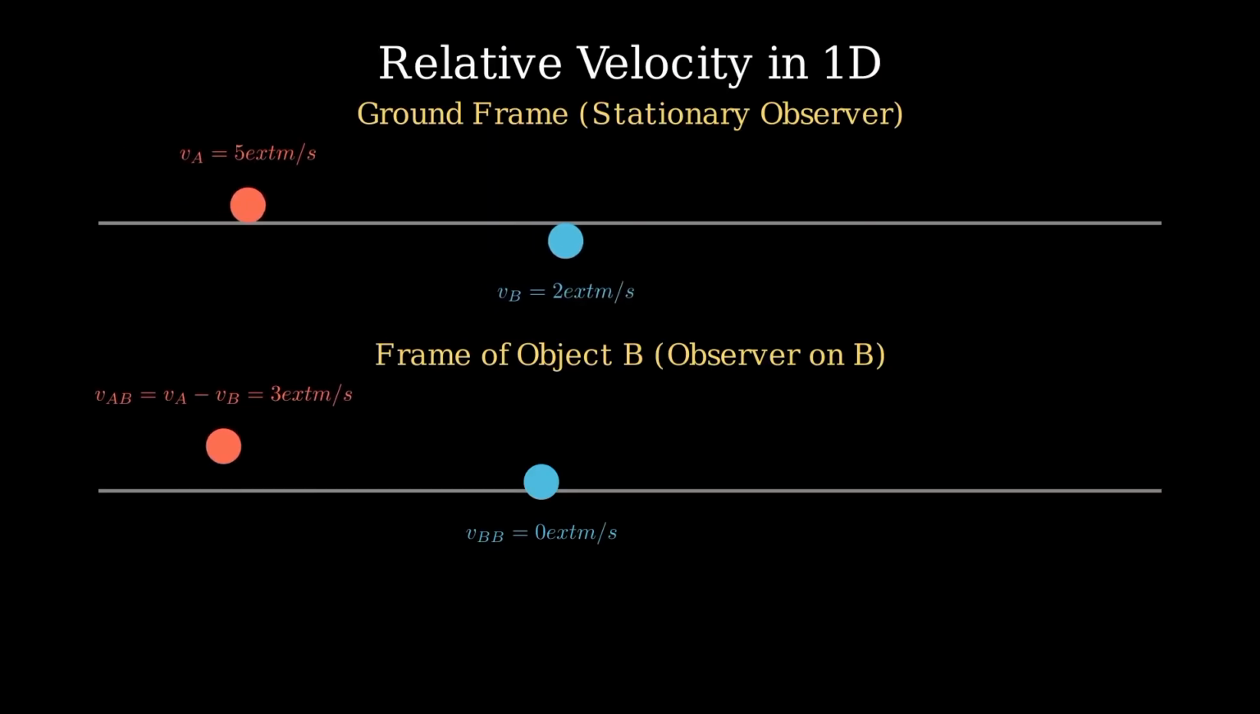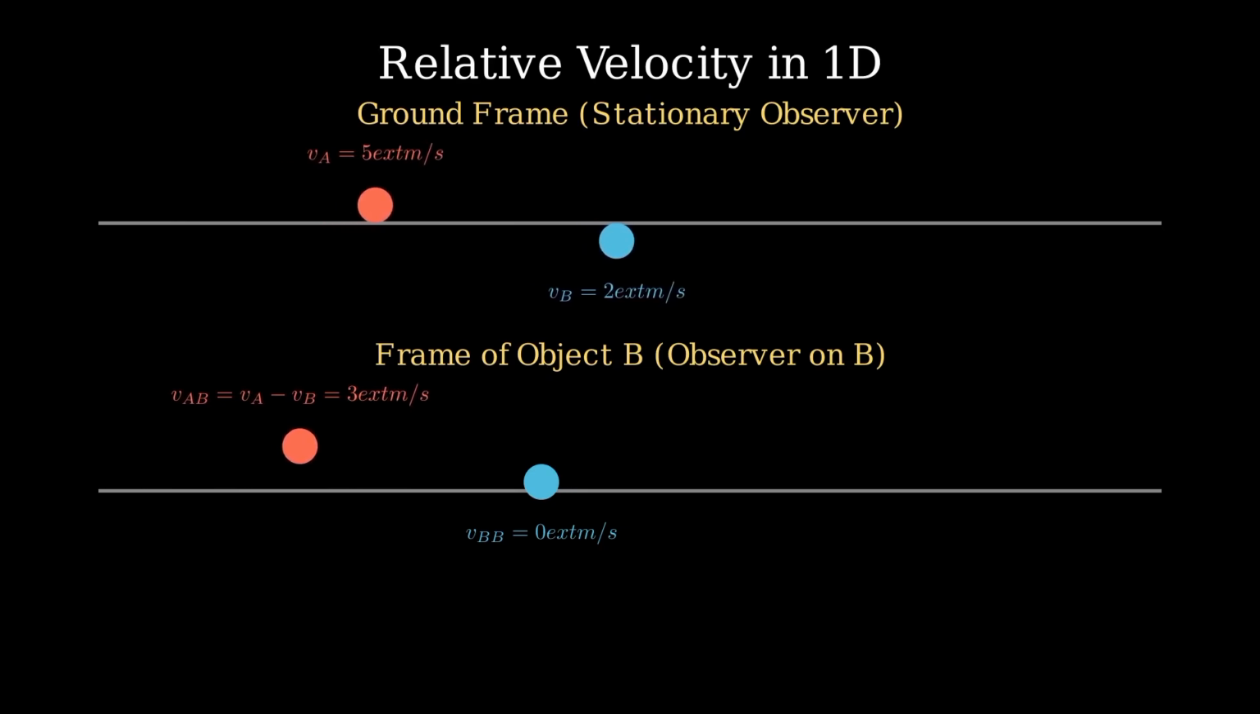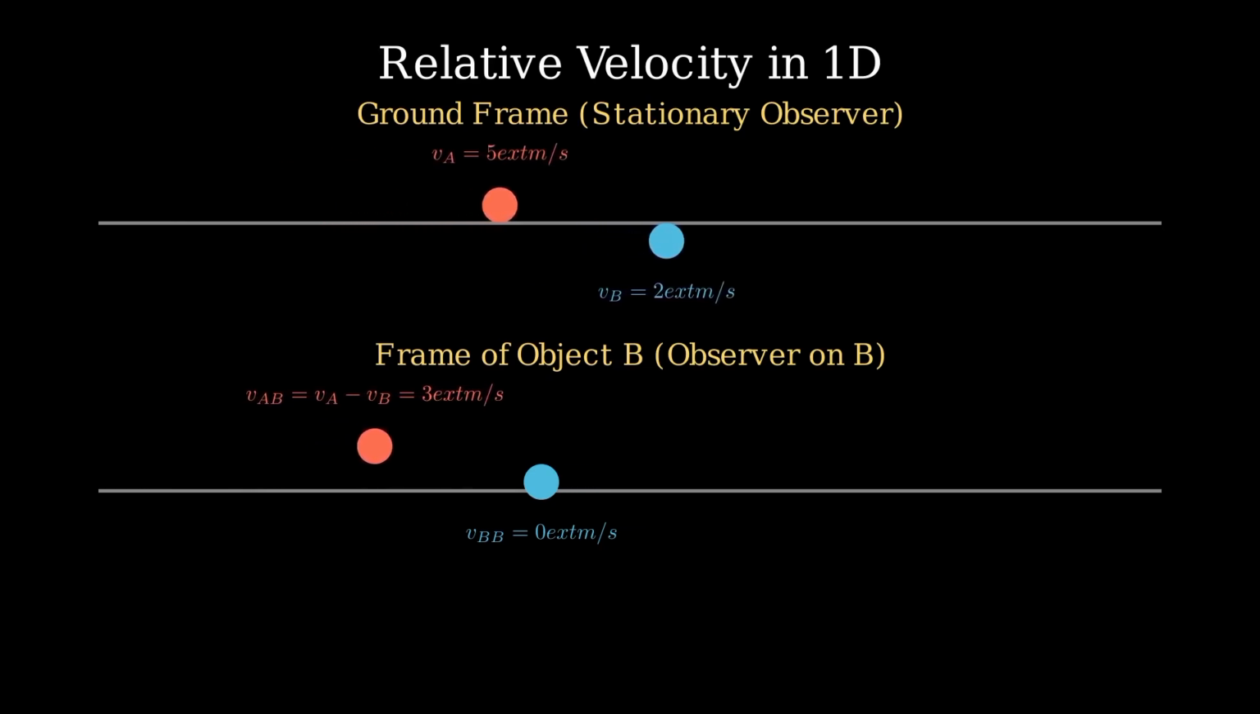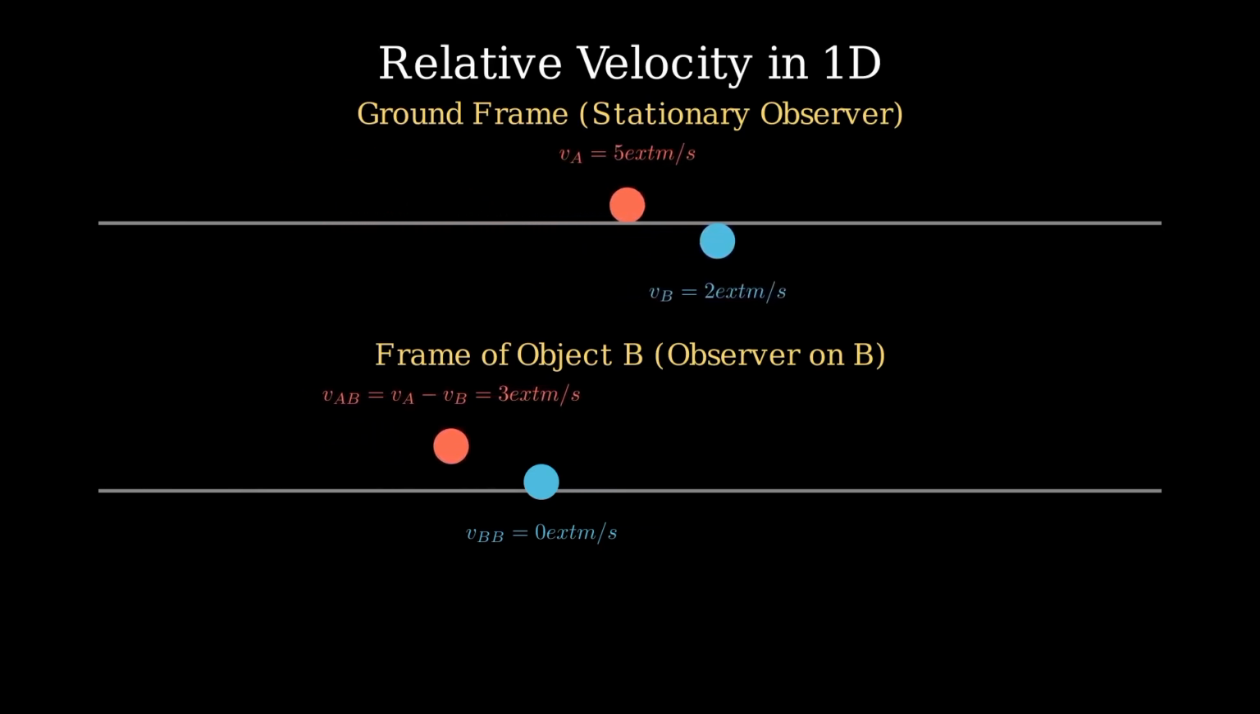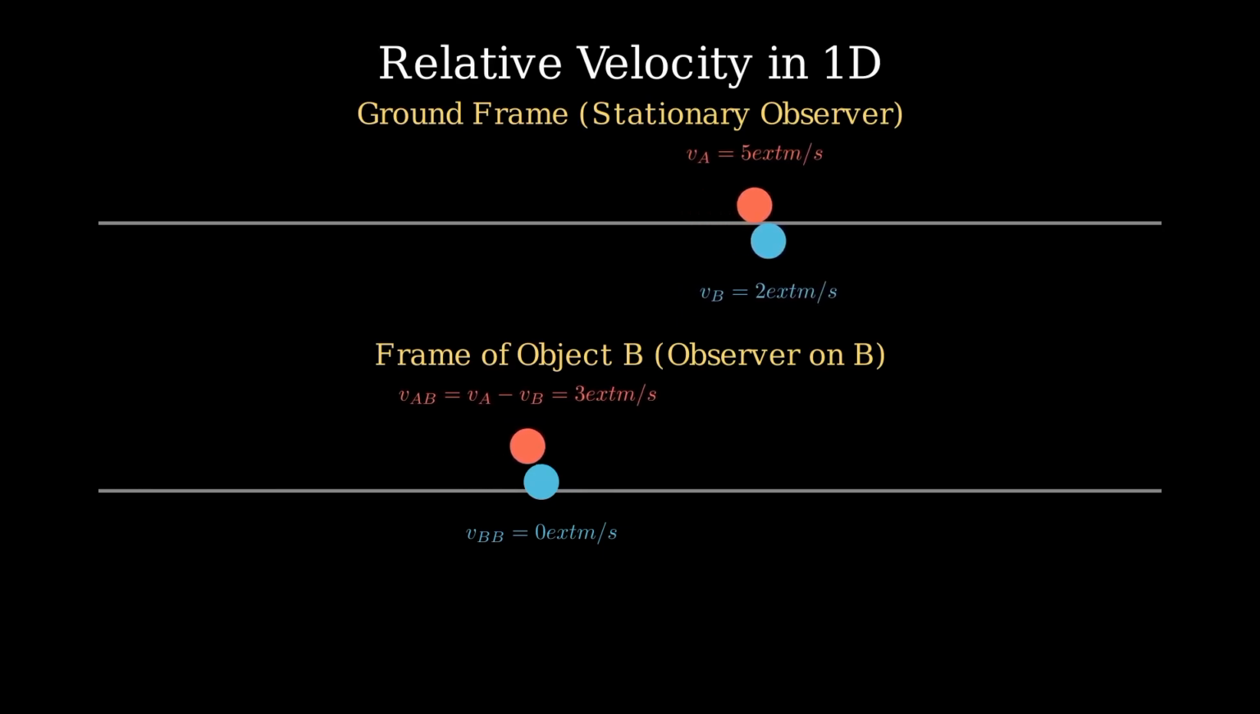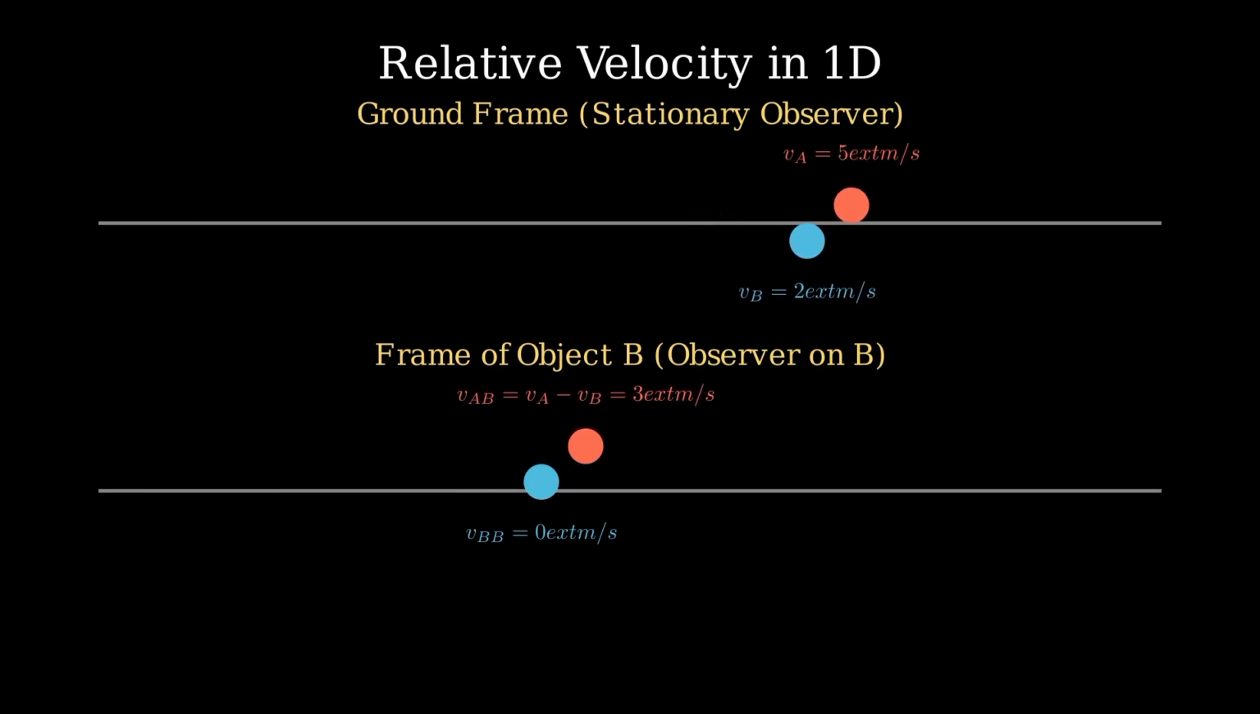Relative velocity in 1D. In the ground frame, object A is moving to the right at 5 meters per second, and object B is moving to the right at 2 meters per second. Now, looking from the frame of object B, it will consider itself stationary. At this point, the relative velocity of object A will be 3 meters per second.